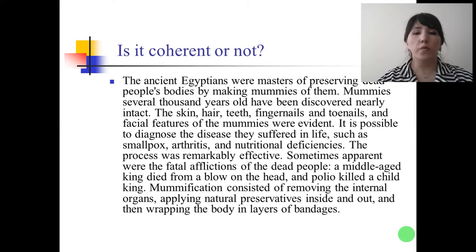The ancient Egyptians were masters of preserving dead people's bodies by making mummies of them. Mummies several thousand years old have been discovered nearly intact. The skin, hair, teeth, fingernails, and toenails, and facial features of the mummies were evident. It is possible to diagnose the disease they suffered in life, such as smallpox, arthritis, and nutritional deficiencies. The process was remarkably effective. Sometimes apparent were the fatal afflictions of the dead people. A middle-aged king died from a blow on the head, and polio killed a child king. Mummification consists of removing the internal organs, applying natural preservatives inside and out, and then wrapping the body in layers of bandages.